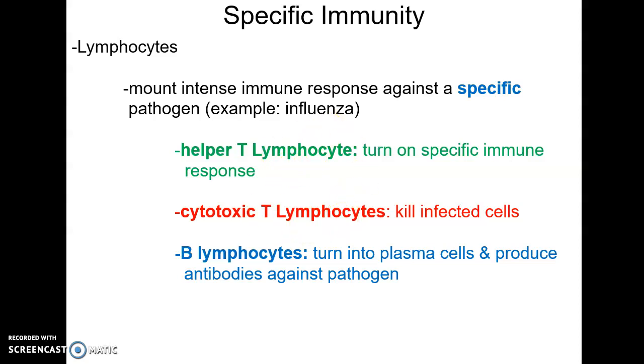Cytotoxic T lymphocytes destroy our own cells that are infected by the pathogen. So in the case of influenza, if you have cells in your respiratory tract infected with the virus, cytotoxic T lymphocytes will kill the cells infected by the virus. And B lymphocytes, when activated, turn into plasma cells and produce antibodies. Antibodies are proteins that then bind to the pathogen, so in this case to the influenza virus, often inactivating the virus, or at least making it easier for our neutrophils and other immune cells to find and destroy.